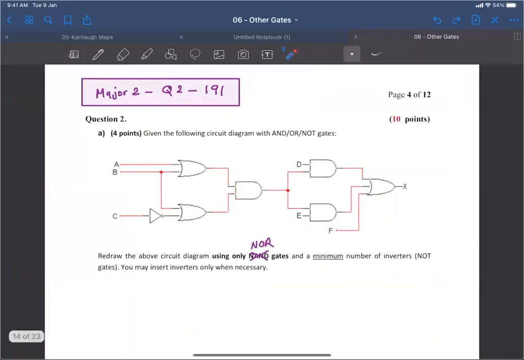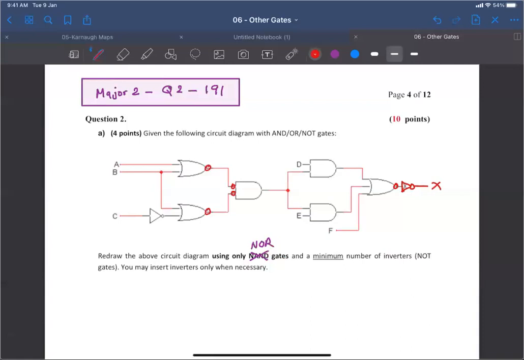So now we do the same exam question, but now I'm changing the requirement to NOR gates and a minimum number of inverters. Who can tell me what to do now? Start with the OR. I put a bubble here, and then a bubble here, and then a bubble here, and then a bubble here. Then a bubble here and an inverter here. This is my X.